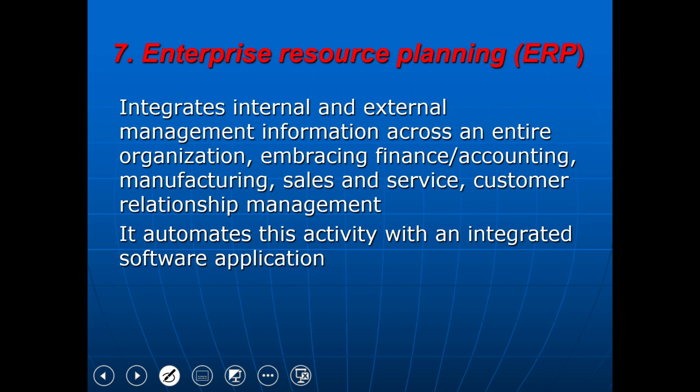And then we go to number 7, enterprise resource planning, ERP. It integrates internal and external management information. Internally, we have production, the CAM system. And then we integrate with the external management information across the entire organization, like finance, accounting, manufacturing, sales and service, and customer relationship management. So we automate this activity with an integrated software application, and we integrate all.